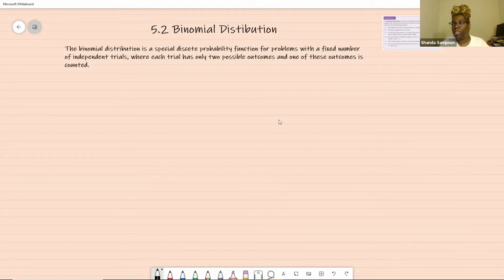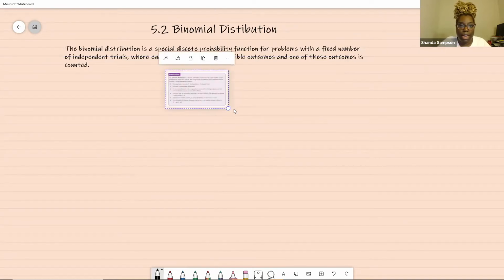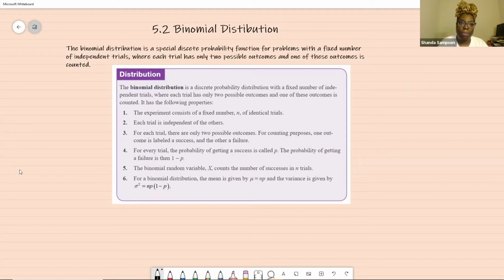So the binomial distribution has specific properties that we need to go over. The first one is that the experiment consists of a fixed number of independent trials. A fixed number meaning that you have to say, I'm going to throw this coin 10 times. The second one is each trial has to be independent of the other, meaning that you can't be without replacement. So when you flip a coin the first time, and then you flip it a second time, it's not dependent on what you got the first time. That's what it means to be independent.